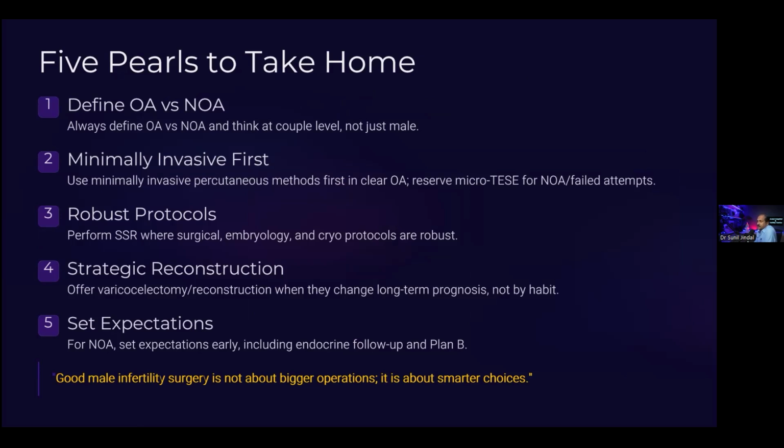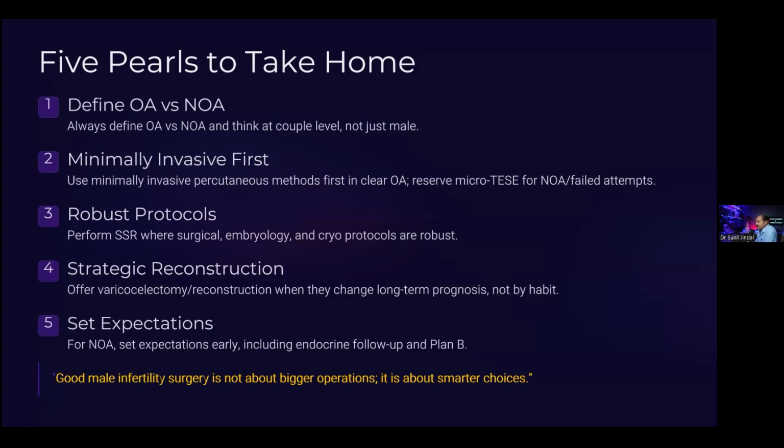Strategic reconstruction, especially varicocelectomy or reconstructive surgery, needs doing good microsurgery. And you've got to be very clear in the expectations you set in non-obstructive azoospermia. And your counseling should be very important initially itself. And you should include endocrine follow-up if you can get it done. And along with that, you need a plan B.